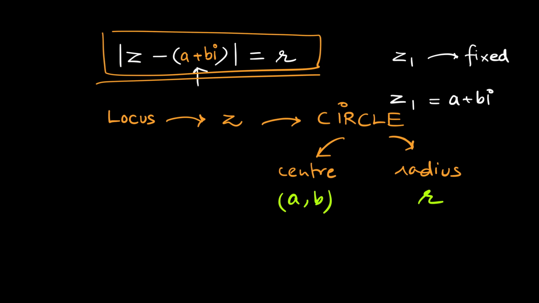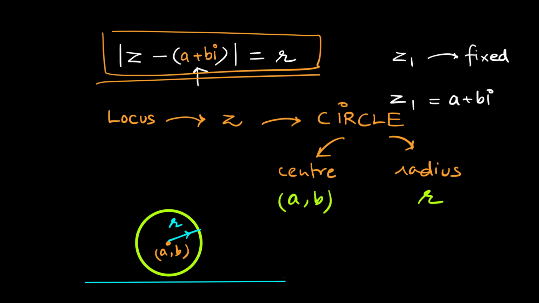That means if I draw a small circle over here, the center of the circle is (a, b), and the radius of the circle is r. If I draw a grid over here, this is the real axis, this is the imaginary axis. So now imaginary, real, and that's how the diagram for this complex number will look.